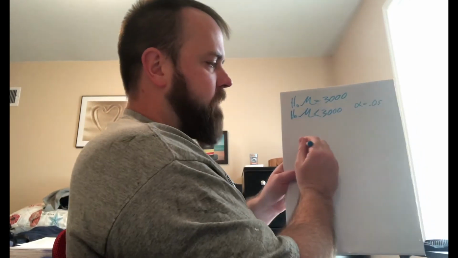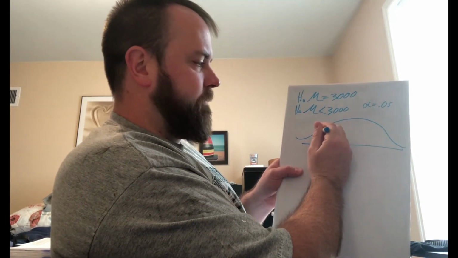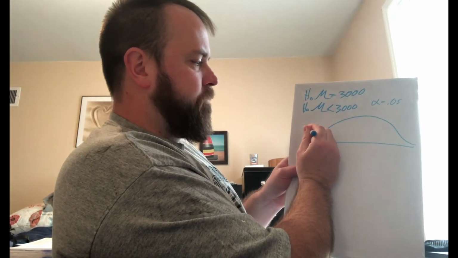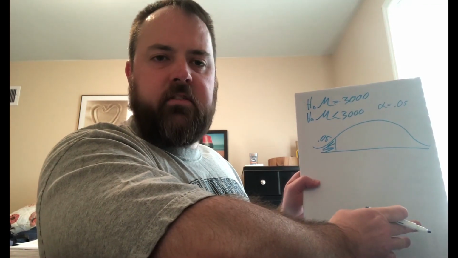3,000, and we are going to test that at 0.05. So our alpha level is 0.05 in this case. Okay, so if we are looking at how this would look on the normal curve, where the tails would be, we would have our normal curve. Since it is less than, we're looking at the left tail test, and our alpha level of 0.05 is that area there.